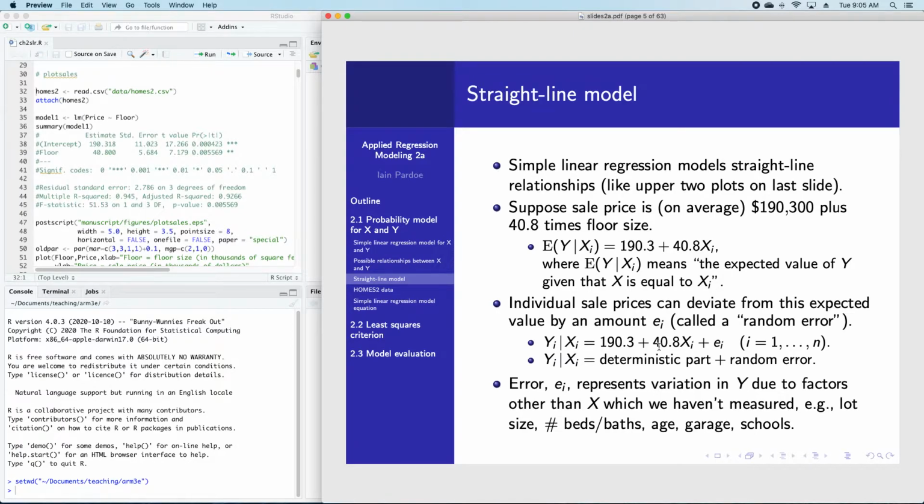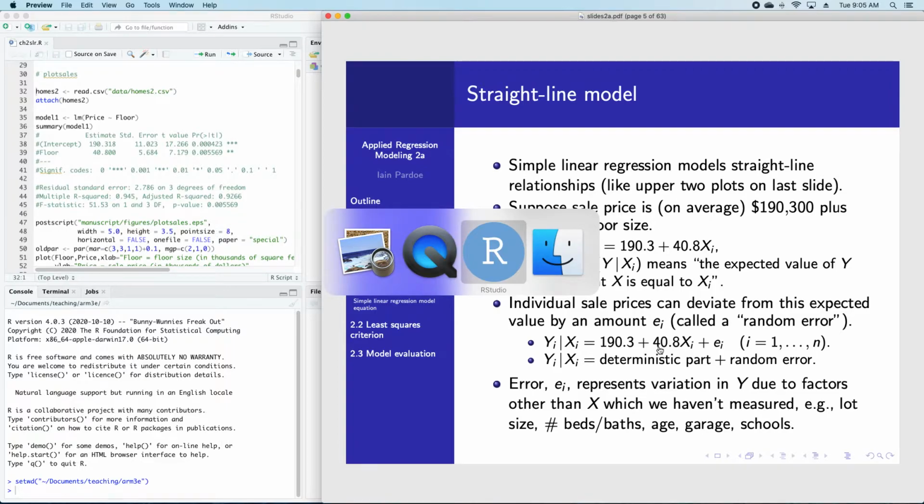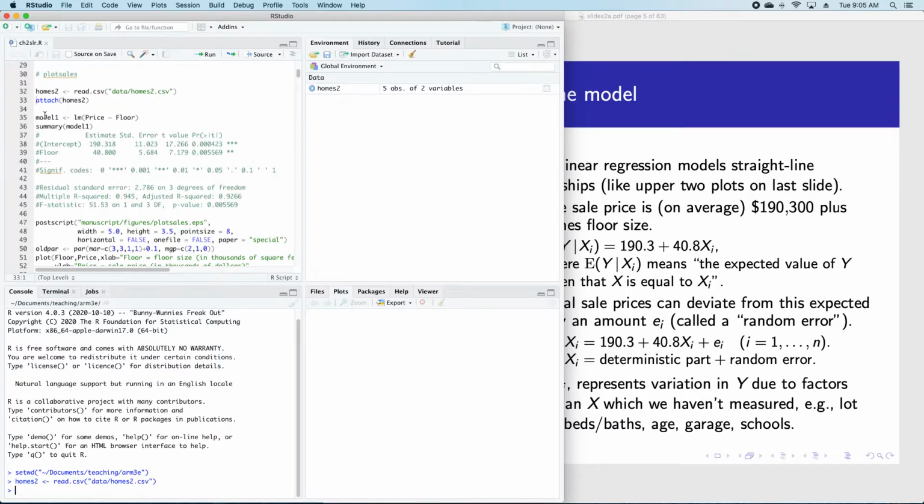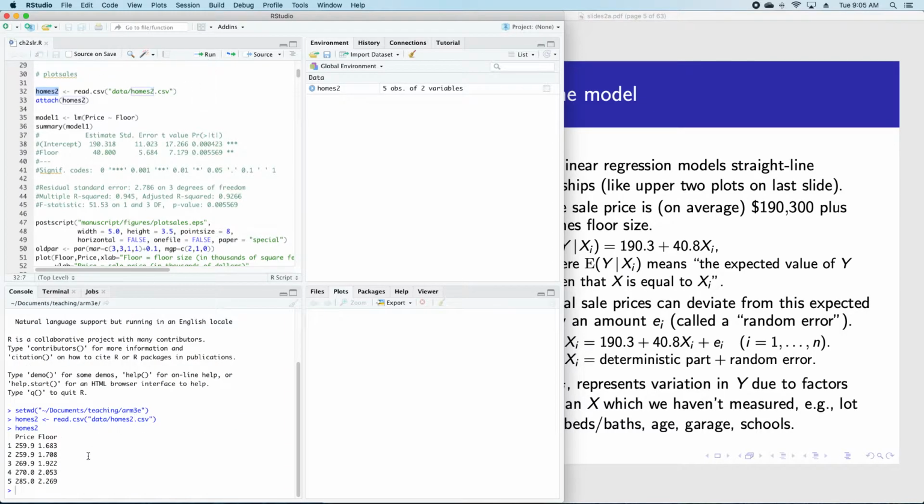So let's look at some actual data, and I'll do this in R. We'll read the data in and then have a look at it. Down here we can see we've got 5 houses. The first one has a sale price of $259,900 and a floor size of 1,683 feet. The next one has the same sale price, but it's a little bit bigger, 1,708 square feet. And all the way down to house number 5, the most expensive in this small illustrative sample, $285,000, with a floor size of 2,269 square feet.